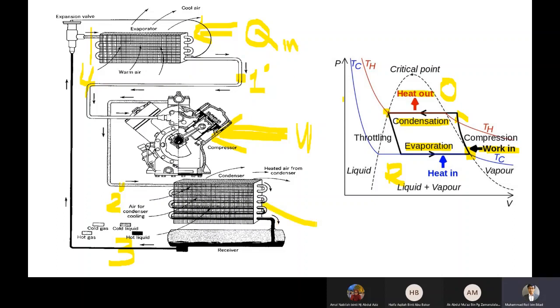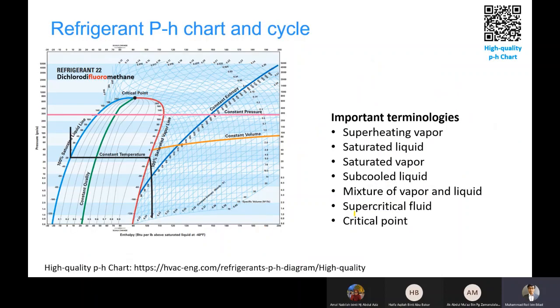And this is where the Q out. Okay, so to be able to do this cycle, you need to understand this chart. Okay, so this is a refrigeration chart. You need to find out, but I've provided you with a link here. You'll be able to access many common refrigerant pH charts.